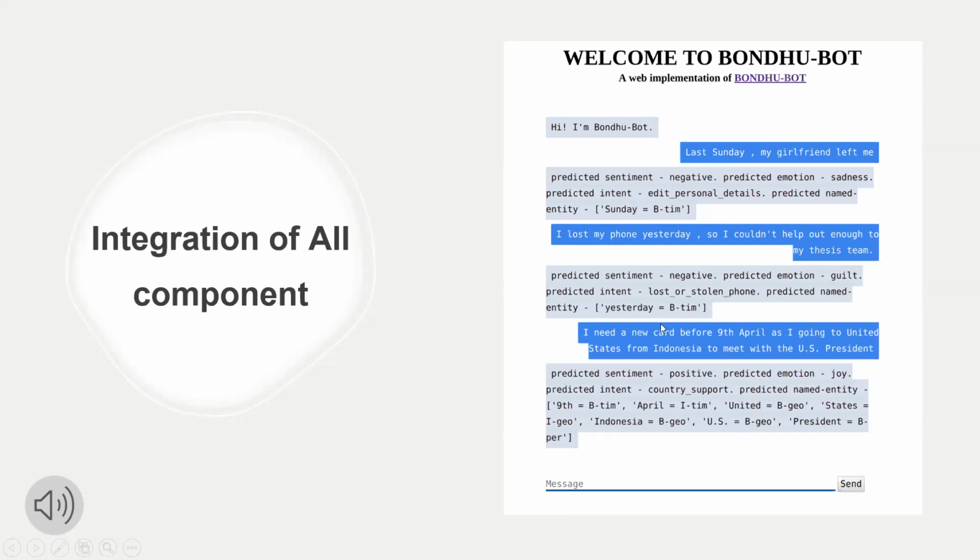If we see the last one, I need a new card before 9th April as I'm going to the United States from Indonesia to meet with the US president. So here it's positive, of course, he's meeting a president, and the emotion is joy. The predicted intent is country support. The predicted entities are 9th April, United. So if you see this, there are a lot of entities, and our machine was able to identify all the entities present here.